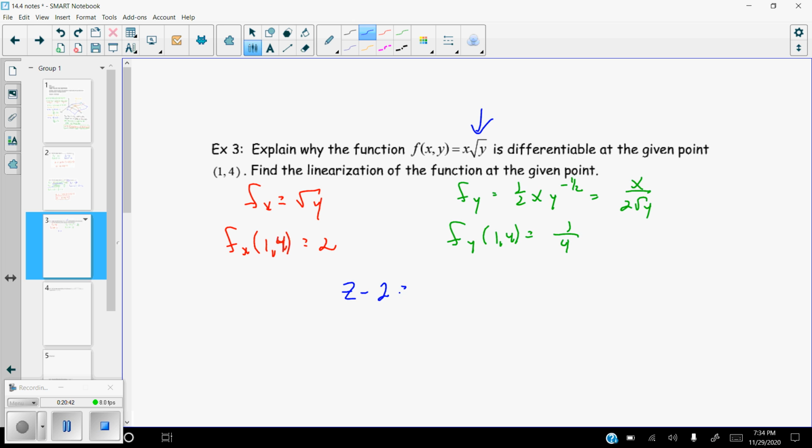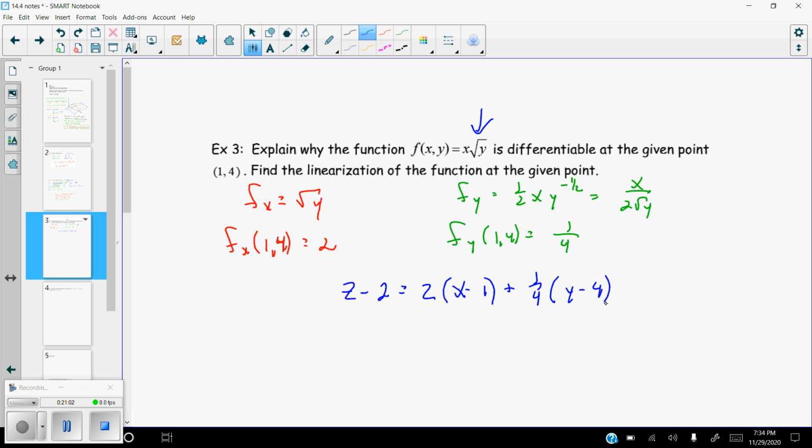So z minus 2 equals f sub x at our point times x minus x naught, which is 1, plus f sub y at our point, which is 1/4, times y minus y naught, which is 4. That's the equation of the tangent plane.